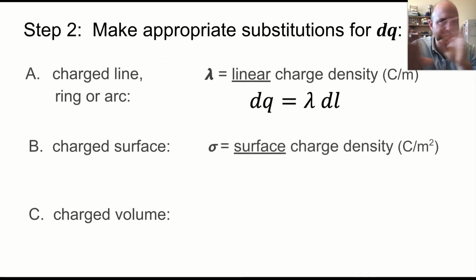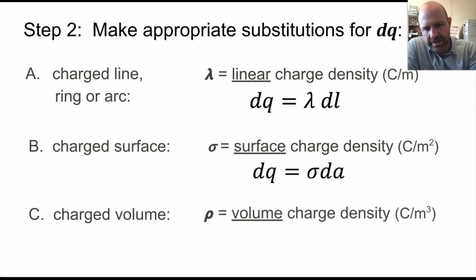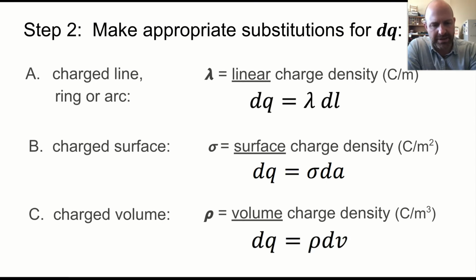For a charged surface, like the surface area of a cylinder or a sphere or even just a plane, we would use sigma, the surface charge density, coulombs per meter squared. And we would replace the little bit of charge with that surface charge density times a little bit of area. Sometimes you see it as d lowercase a, sometimes you see it as d capital A. Then there is rho, the volume charge density, coulombs per meter cubed. And for that, you replace it with a little bit of volume. Again, sometimes you'll see them use a lowercase v, although probably a capital V for dV would make more sense given what we usually use for volume.